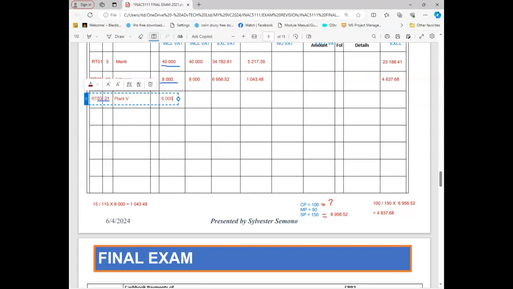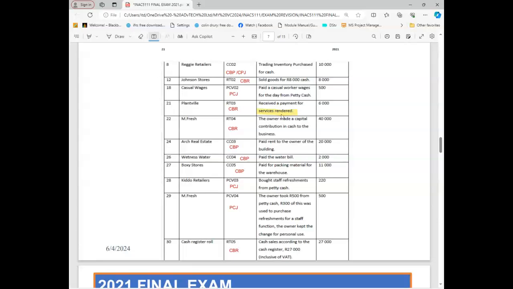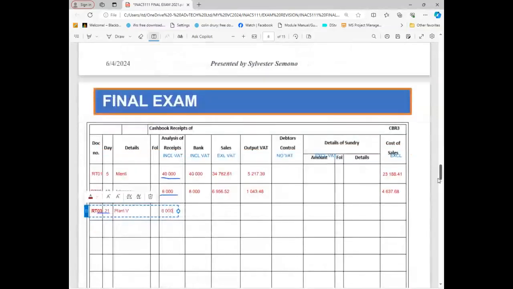Can you see now? Again, I need to check if I can go to the bank or not on the 21st. If you check the 21st, this is the only transaction on the 21st. I remember very well, there's no other transaction that goes to CBR on the 21st, and there's no additional information that tells me to wait until a certain date. So what must I do? I go and record on the 21st there.